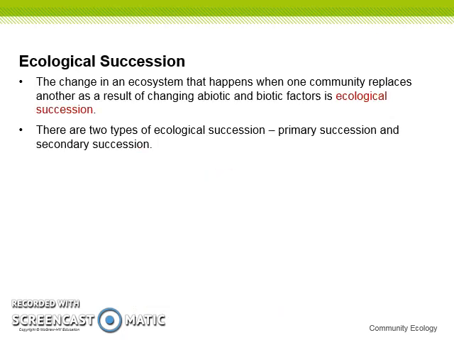Notice the main idea for the topic for this section has changed. Make sure you change it as well and highlight it. Ecological succession. The change in an ecosystem that happens when one community replaces another as a result of changing abiotic, non-living, and biotic living factors is ecological succession. And there are two types. You need to write these down and save some space. Primary succession is your first one, and secondary succession is the second.